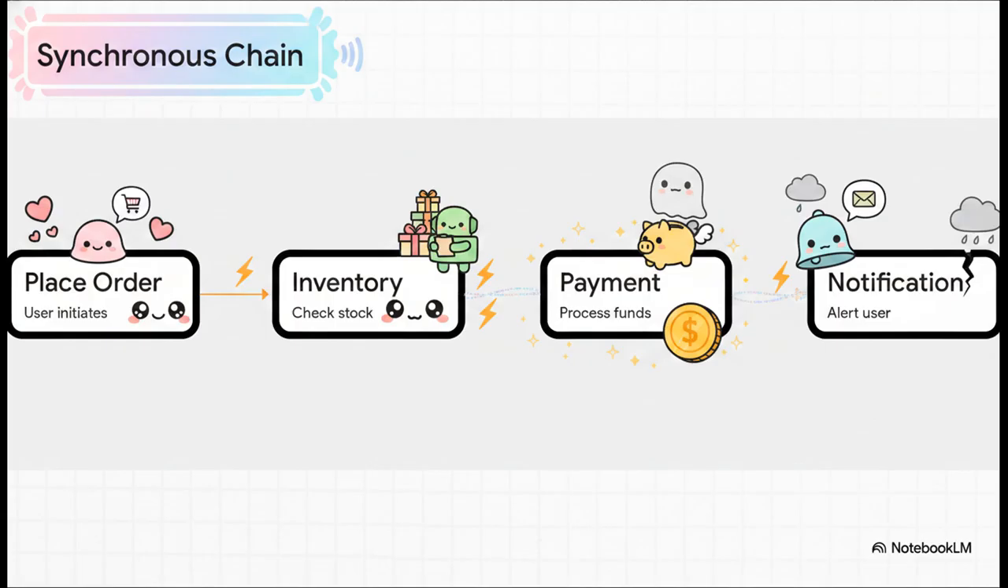Imagine a user places an order. That service calls inventory, which calls payment, which calls notification, all in real time before the user ever gets a success response. It's like a line of dominoes. If just one service, say notifications, is running slow or goes down, the entire order flow fails. Your system's end-to-end reliability is now severely limited by every single dependency in that chain.